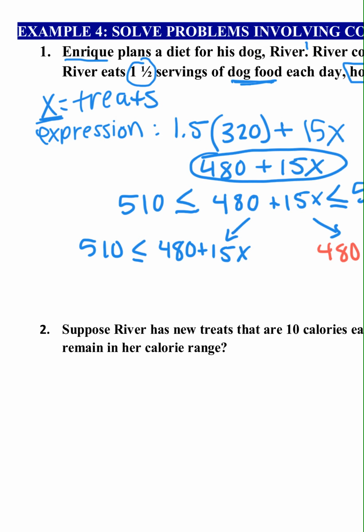So at first, I'm going to subtract the 480 from either side. When I subtract 480 from either side, I get 30 is less than or equal to 15x. And then I'm going to divide by 15, and I get 2 is less than or equal to x. So she can have at least 2 treats.